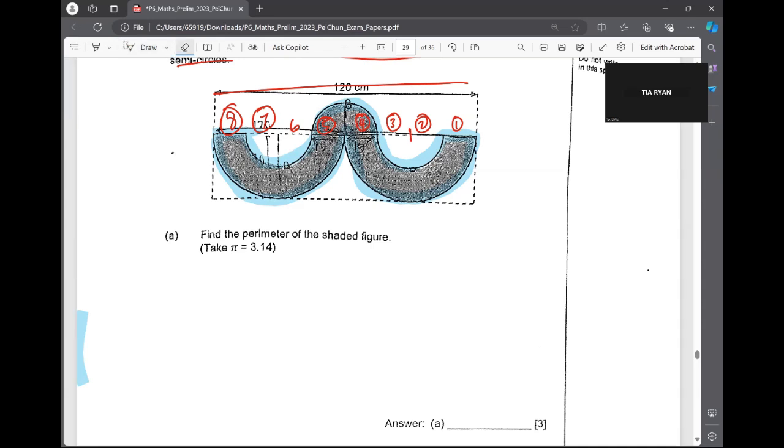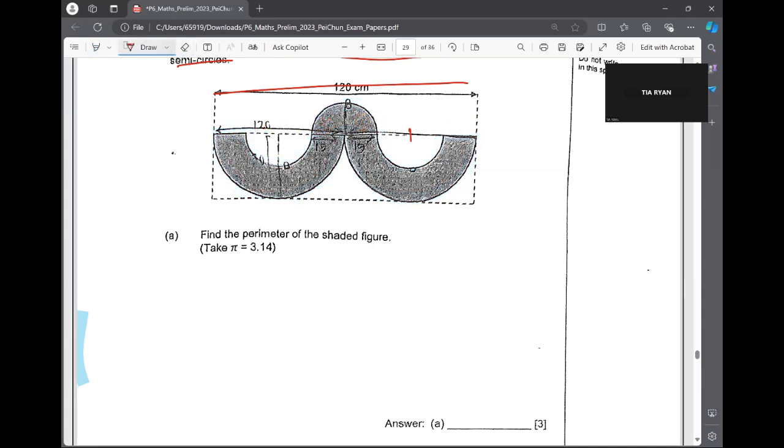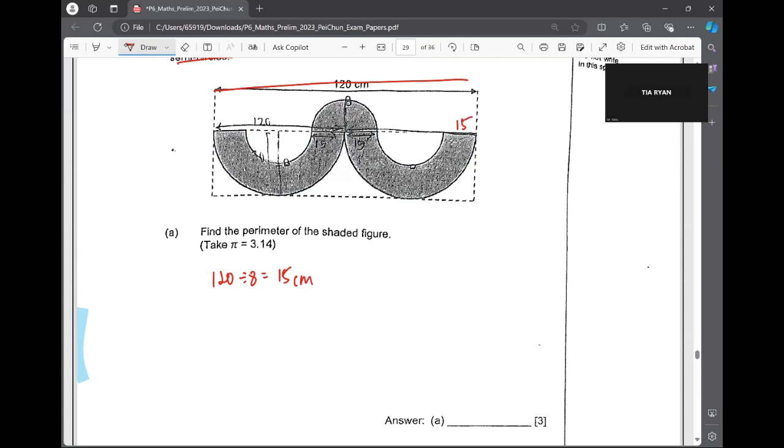How can I say that it's equal? Because this and this are identical, the radius of this must be equal to the radius of this, and so this must also be equal to it. That is why it's 8 identical lengths. So I can find one small length by taking 120 divided by 8, which gives an answer of 15 cm. So this is 15, everything is 15, and so on and so forth.